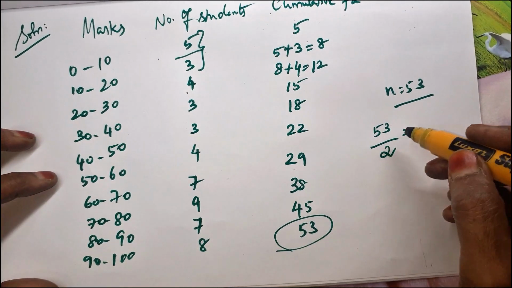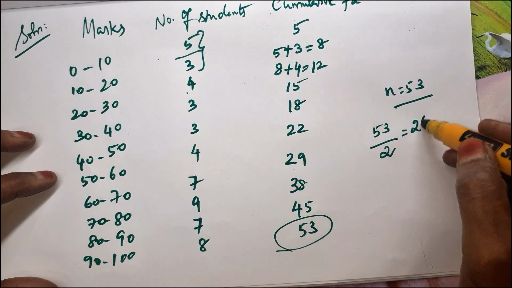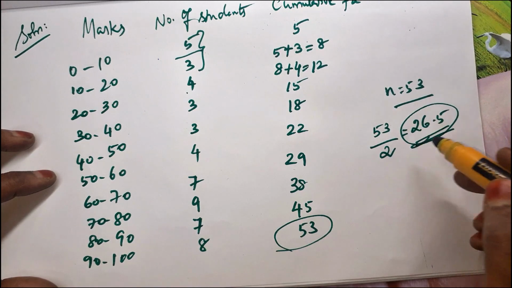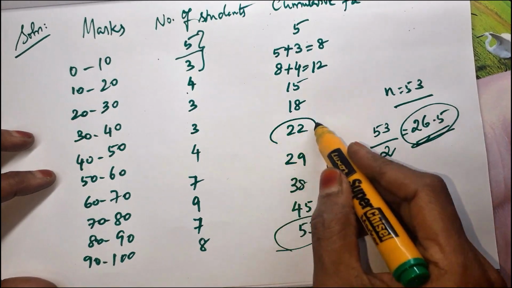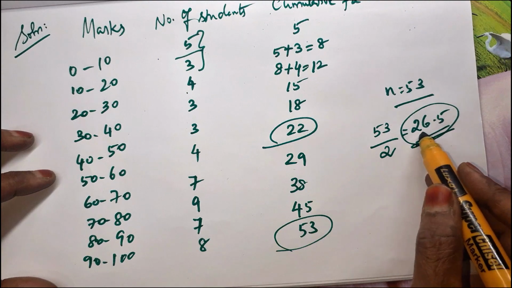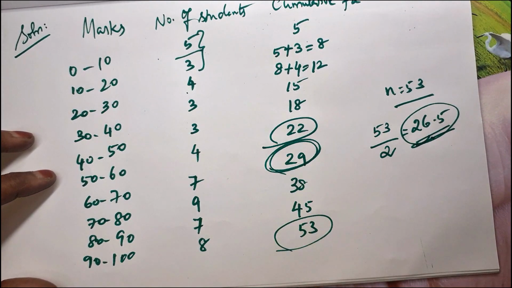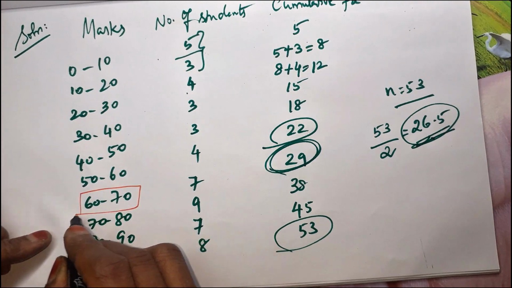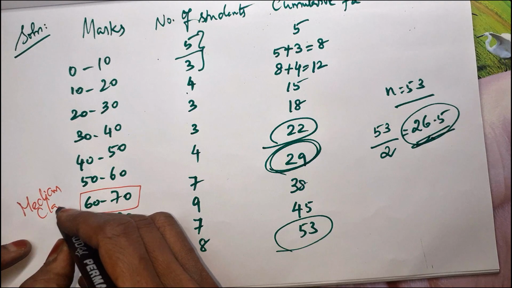Now we have to find n by 2, that is 53 by 2 which is 26.5. If 26.5 exactly cannot be located, go with the next highest value. 22 is lesser, so for 26.5 we have to go with this 29. So 29 is greater than 26.5. The class which corresponds to that is the median class.